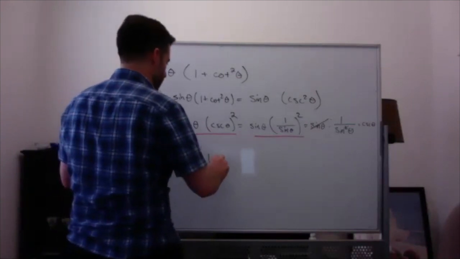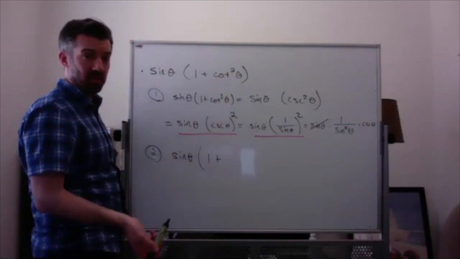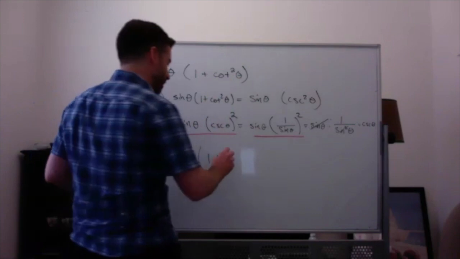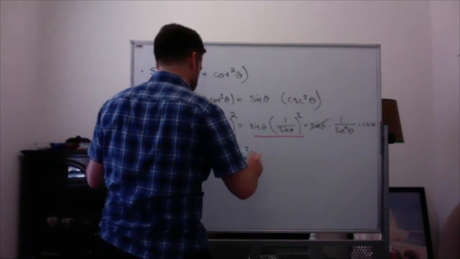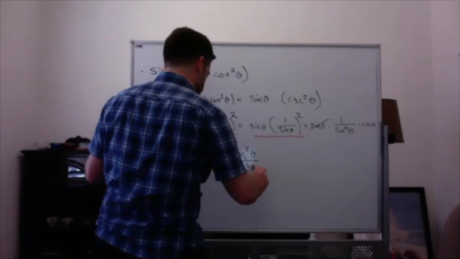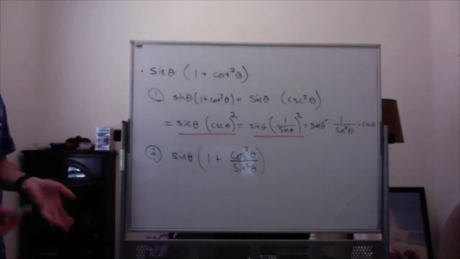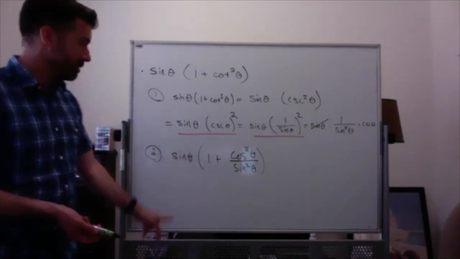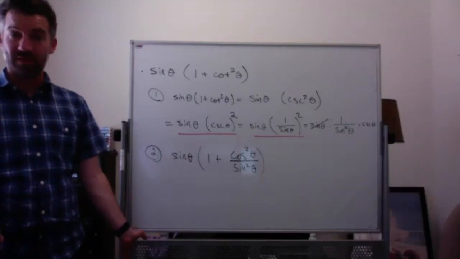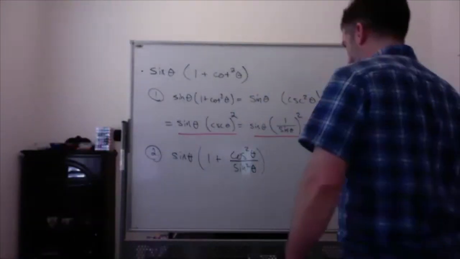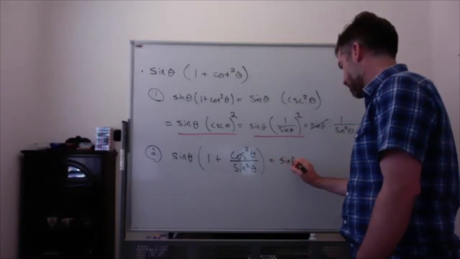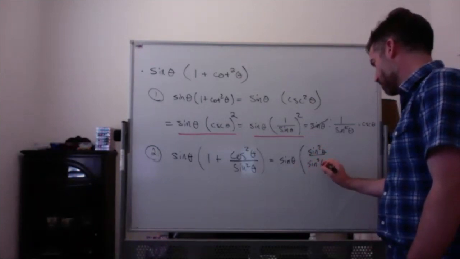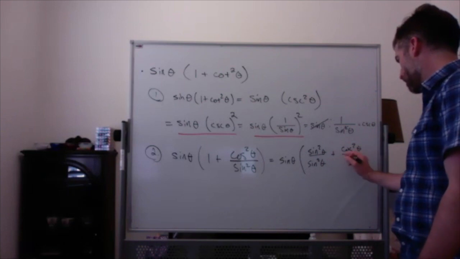I'm going to write cotangent in terms of cosines and sines. So cotangent of theta is cosine theta over sine theta. So cotangent squared theta is cosine squared theta over sine squared theta. And then I'm going to get a common denominator so that I can add 1 plus this fraction. So my 1 here is going to turn into sine squared theta over sine squared theta. So I'm going to have sine theta times sine squared theta over sine squared theta plus cosine squared theta over sine squared theta.